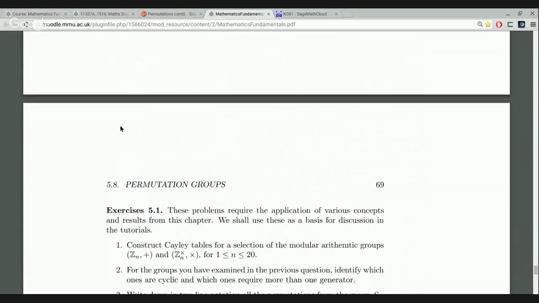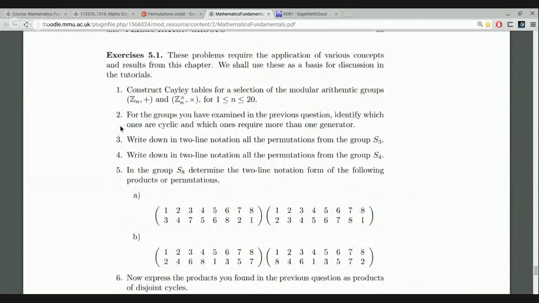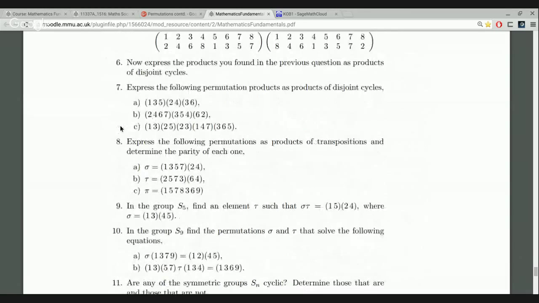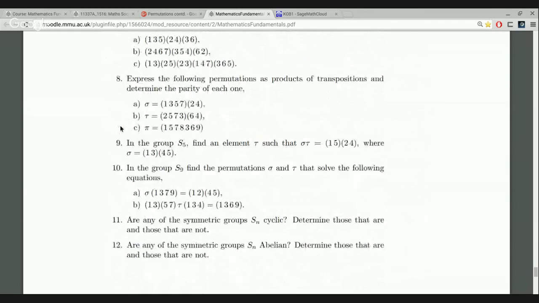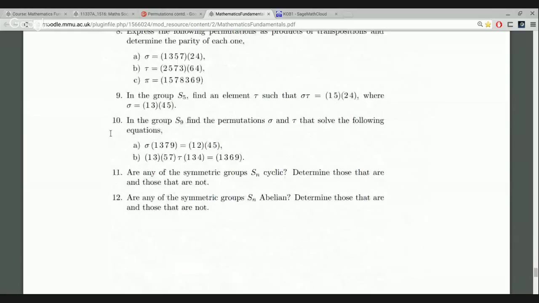Now, in the end of chapter exercises, you'll find a whole bunch of things to do. I've mainly concentrated on permutations. Also down there in question 10, I haven't addressed this point exactly. I'm leaving you to figure this out and puzzle this out. So you see those two equations in question 10.